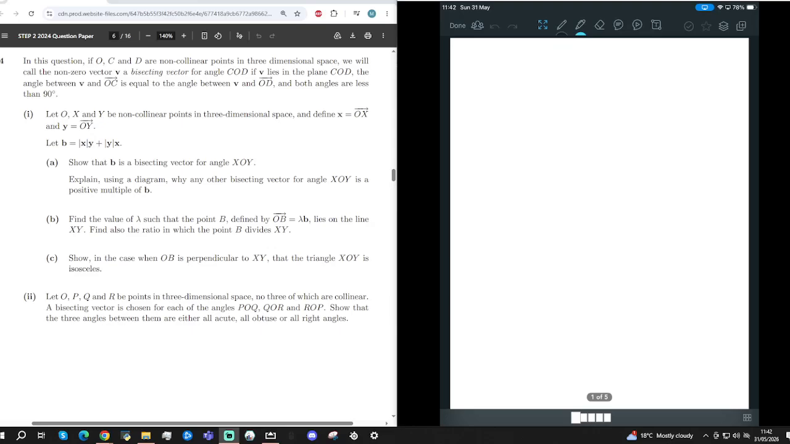Good morning, good afternoon, or good evening. This is a full question work through for the 2024 Step 2 paper, and we're now looking at question 4.